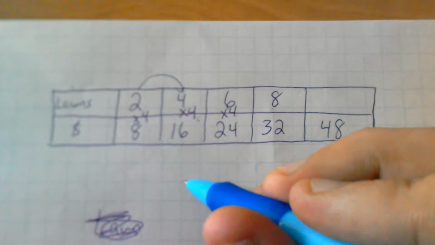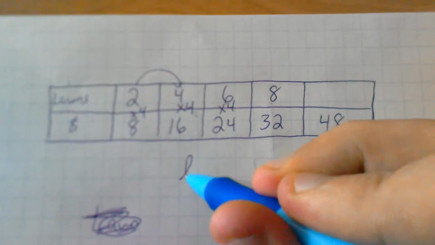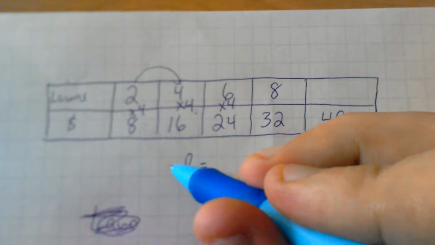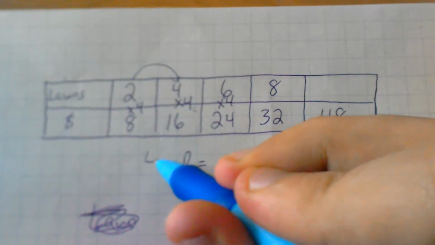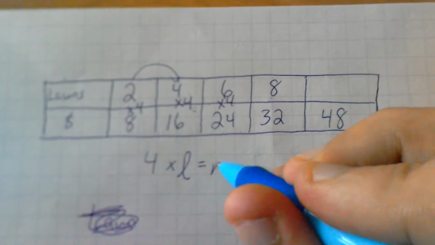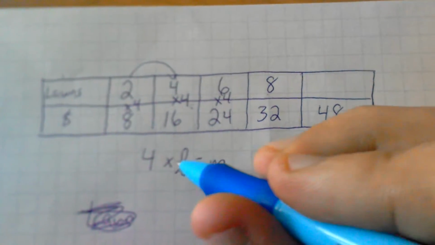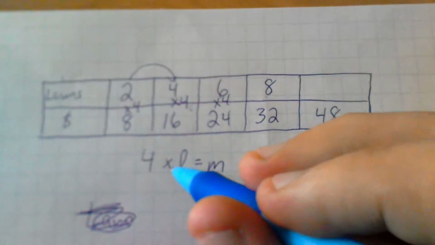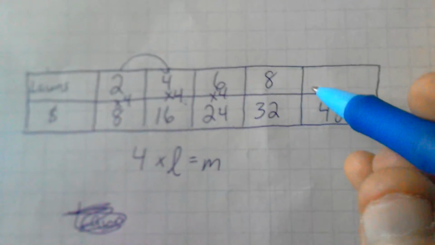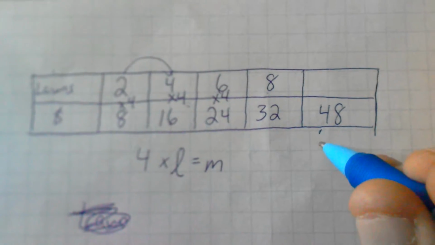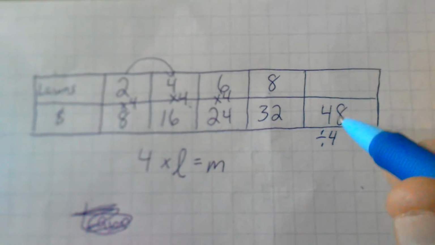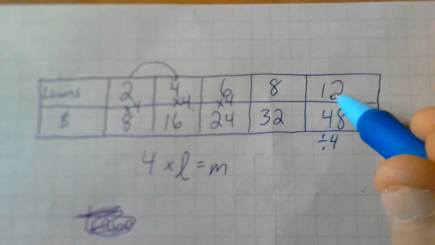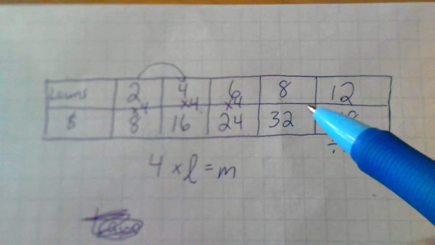So I took my amount of lawns, let's say L for lawns, and I'm multiplying it times 4, which is equaling the amount of money I have here. So thinking of this, if I know the amount of money, I'm going to do the opposite of multiplication, which means I'm actually going to take this 48 and I'm going to divide by 4. 48 divided by 4 is 12. That tells me how many lawns I must have had.